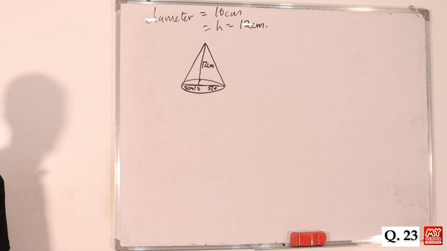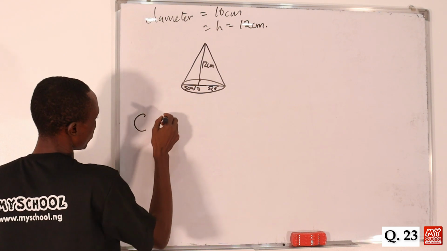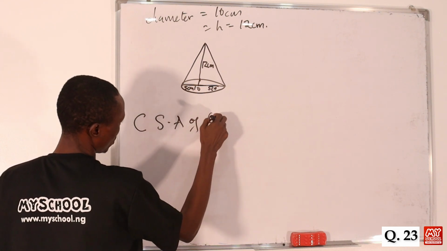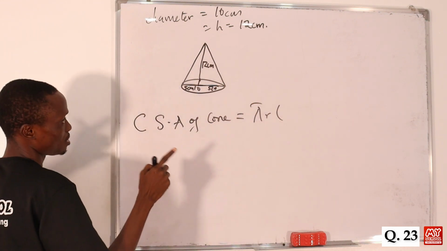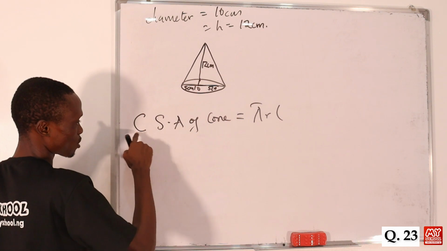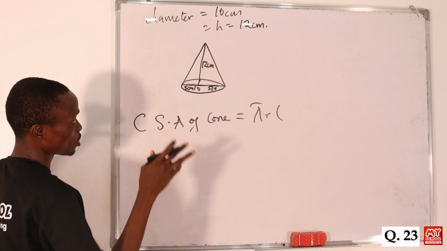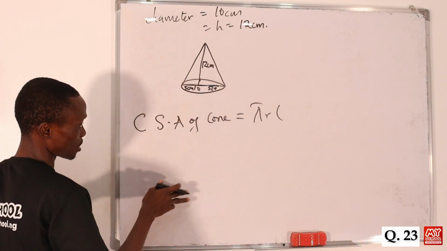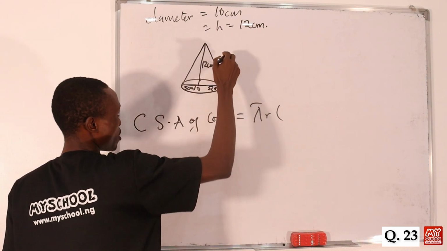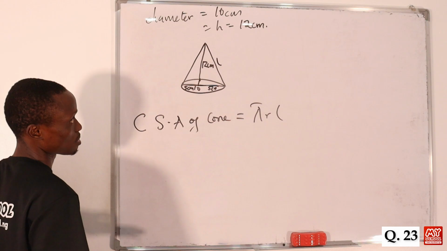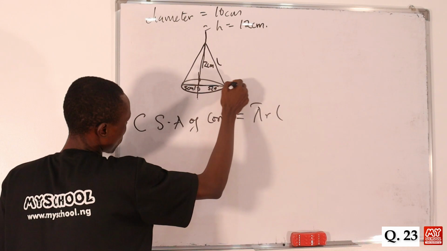But we are asked to calculate the curved surface area. So the formula for calculating the curved surface area of a cone is given as pi r L. That means we need the slant height, okay, in order to be able to calculate the curved surface area of this cone. But if you check the values that are given to us, the slant height is not given, which is actually this part. But we can calculate it by simply cutting out this part of the cone, okay?